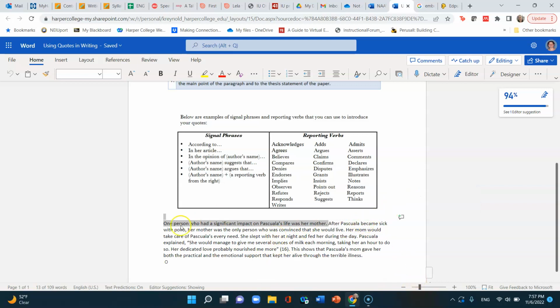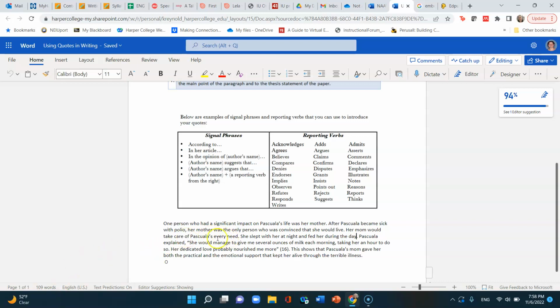After Pascuala became sick with polio, her mother was the only person who was convinced she would live. Her mom would take care of Pascuala's every need. She slept with her at night and fed her during the day, Pascuala explained. Now you can see that I used a signal phrase, Pascuala explained, to introduce the quote. I didn't just drop the quote in there without any background or anything like that. I made sure to provide that signal phrase, okay?